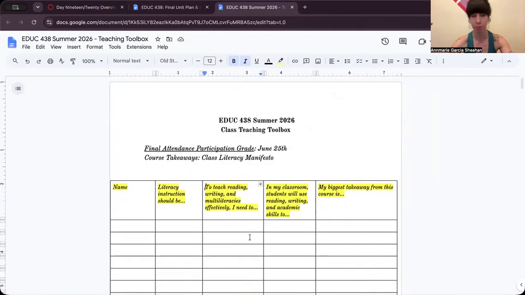Literacy instruction should be: to teach reading, writing, and multi-literacies effectively, I need to. In my classroom, students will use reading, writing, and academic skills to. And then my favorite, I want to know what your biggest takeaway from this course is. So what are you going to step into the rest of your coursework thinking about? What are you going to step into the classroom thinking about in relation to literacy instruction? So yeah, just really excited to read that.